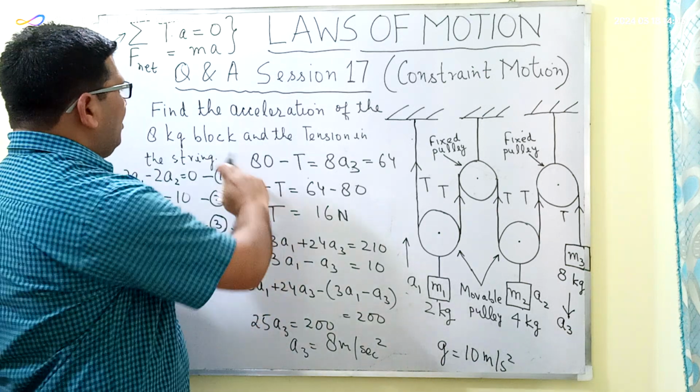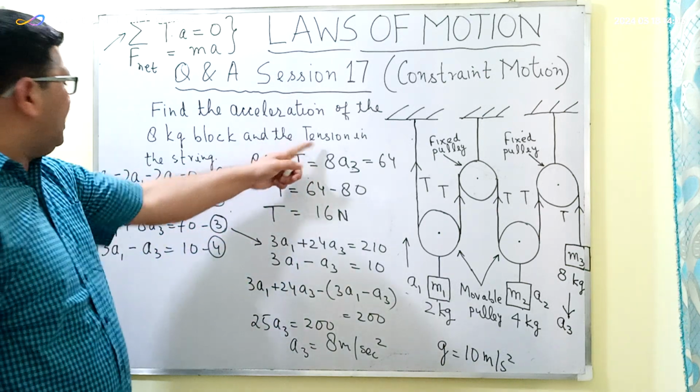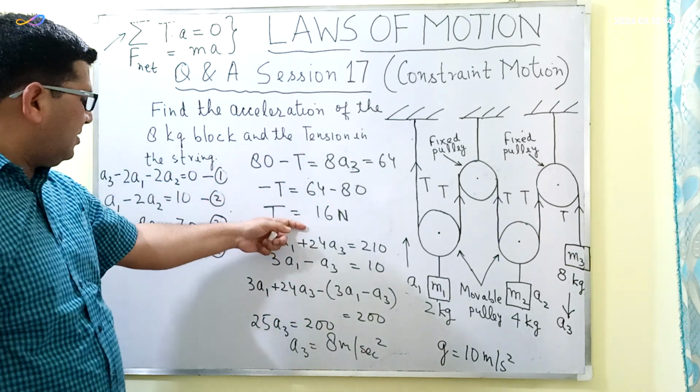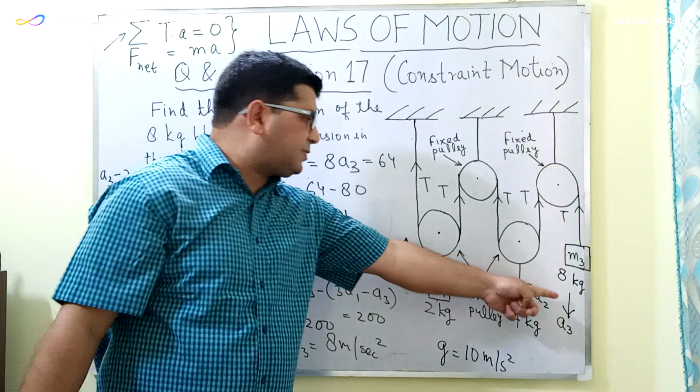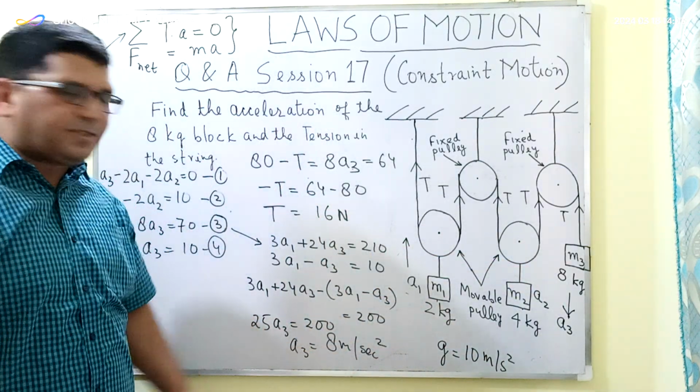Okay, so we have solved this question. The tension in the string is equal to 16 newtons, and the acceleration of this 8 kg block is equal to 8 meter per second square.